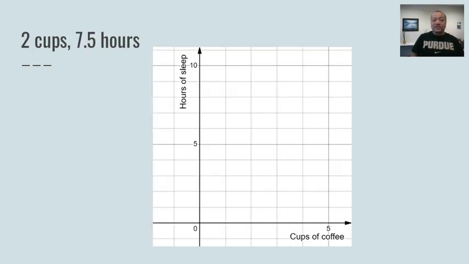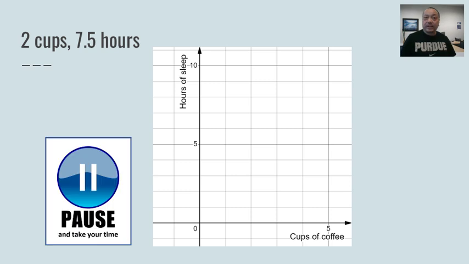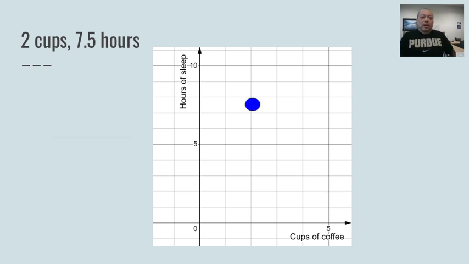Here is the coordinate system with cups of coffee on the horizontal and hours of sleep on the vertical. See if you can plot this piece of data: 2 cups of coffee, 7.5 hours of sleep. Press pause and come back when you're done. You should get that dot right there.